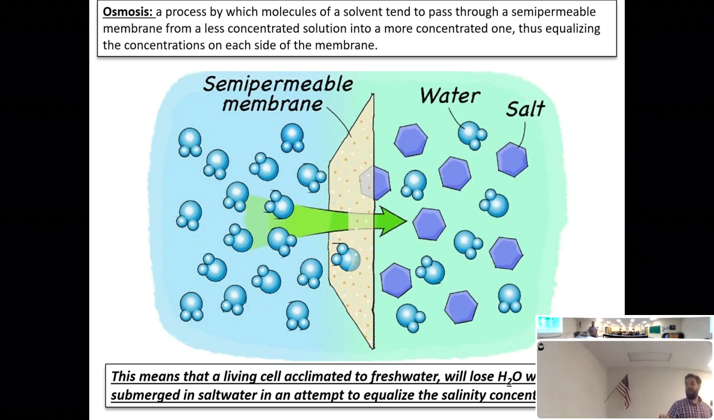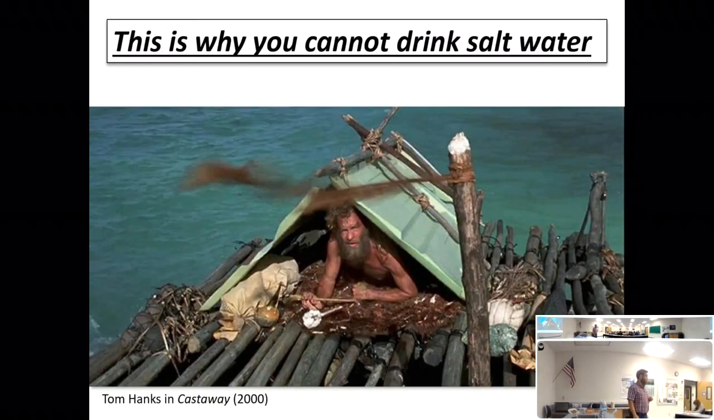This means that a living cell that's acclimated to fresh water, used to fresh water, will lose H2O when it's submerged in salt water, because it's trying to equilibrate the salinity on either side of the membrane. This is why you can't drink salt water to quench your thirst. If you drink salt water, the water in your living cells is going to try to cross the membrane to equilibrate the concentration of salinity. That's why there are saltwater fish and freshwater fish, and some fish that can go back and forth, but usually you're either saltwater or freshwater, because you have a certain salinity level in your living tissues. So that's why you cannot drink salt water. If you're ever stuck on a raft like that, you can't drink salt water.